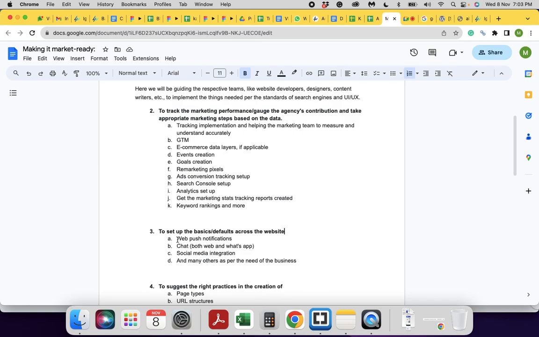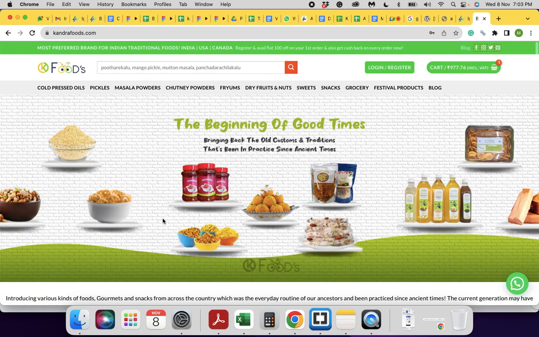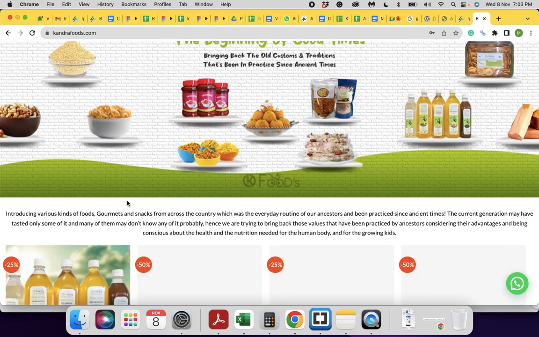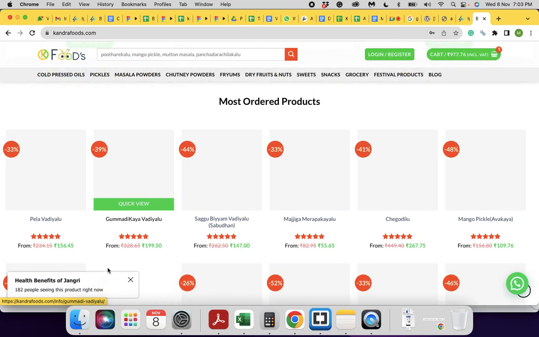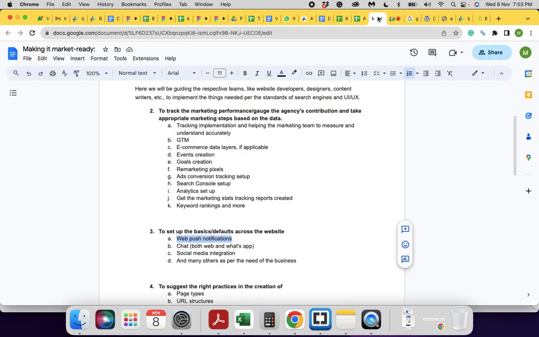Okay, so look at web push notifications. People get notifications when they open the app. That is a web push notification. Let me go to one of the websites. You must have seen it: allow this website, subscribe to this website, right? All those are web push notifications, and maybe something like this. I'll show it to you. On the left side, I see this healthy benefit: 182 people are seeing this product right now. This is also a web push notification. Getting these kinds of implementations, chatbot, both web and WhatsApp integrations on the website.